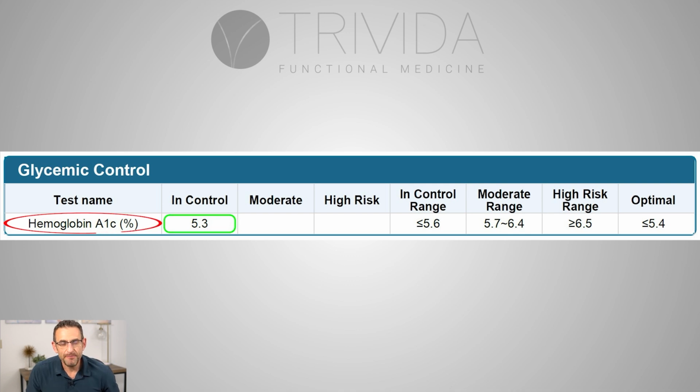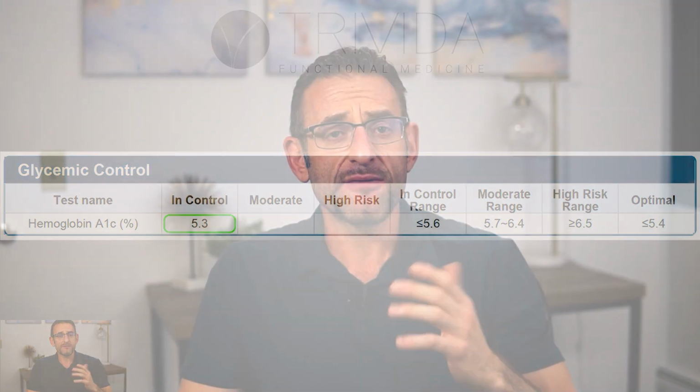Hemoglobin A1C. Hemoglobin A1C is a 3-month average of your blood sugar. There are a lot of ups and downs with blood sugar. You eat, you fast, you're stressed, you're not stressed, you exercise, you don't exercise. There are a lot of different reasons why blood sugar can go up and down, depending on what you eat and all these different things. So this blood panel allows us to look at a 3-month average of all those ups and downs.